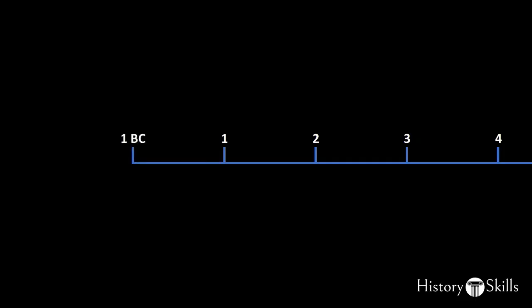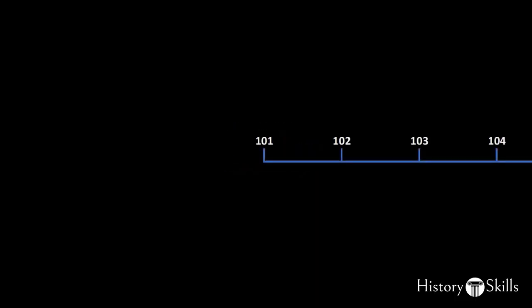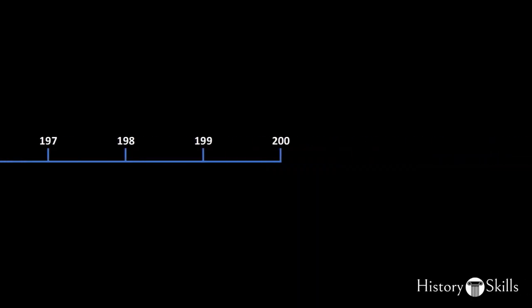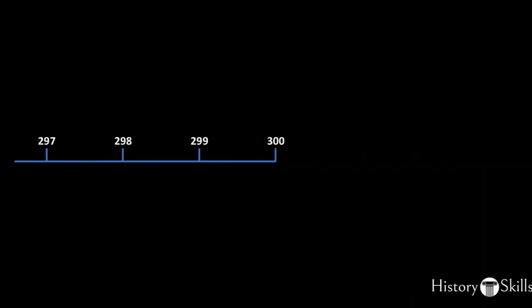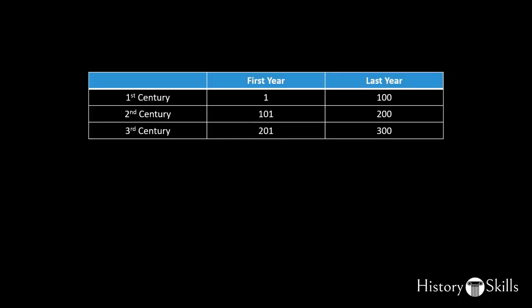So back to the explanation. We know that the first century begins at AD 1 and ends at AD 100. Therefore, the next century, known as the second century, begins at AD 101 and ends at AD 200. In a similar way, the third century begins in 201 and ends in 300. The pattern continues throughout the centuries AD. The first year ends in a 1 and the last year ends in 2 zeros.